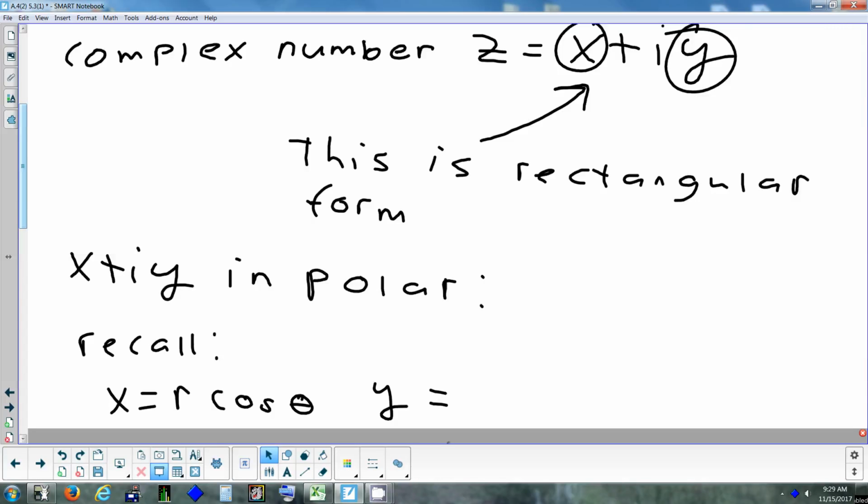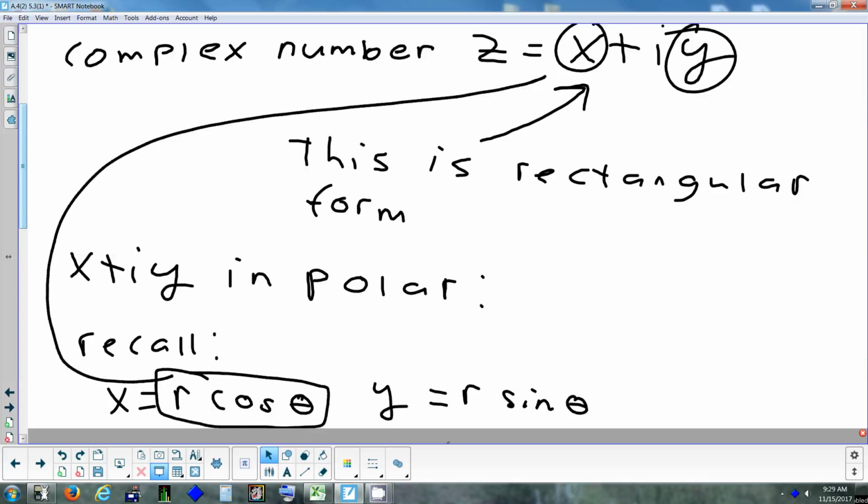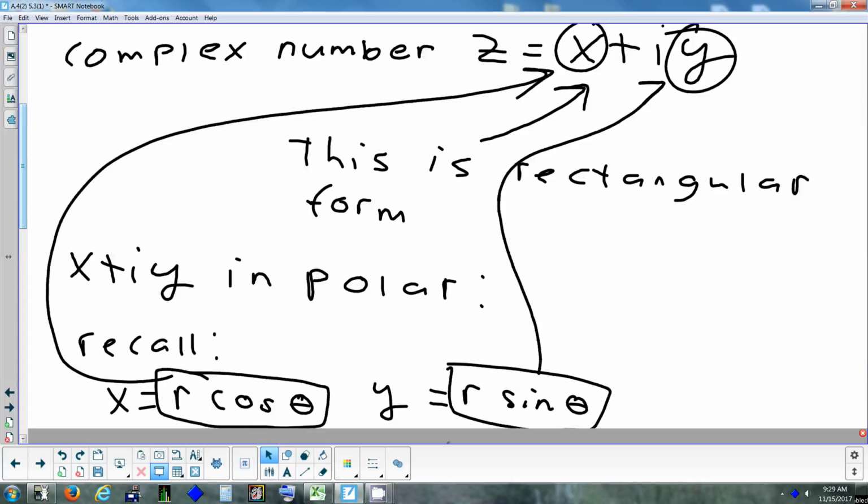Does anybody remember the one for y? You want to try y? Yeah? All right, so there's sine, r sine theta. So all you have to do is take that, plug it in where you have x, take that, plug it in where you have y. So let's make those 2 changes.